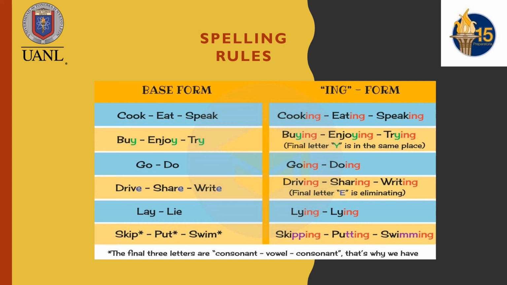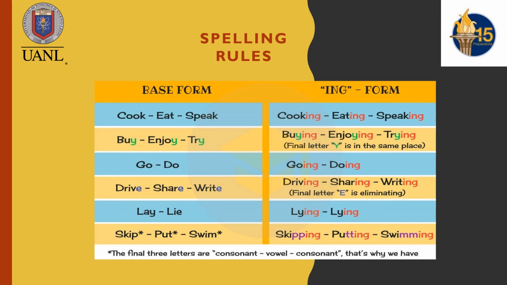When you have drive, share, and write, when you have verbs that end, right, with the letter E, you have to change that letter, and you have to change it for ing, driving, sharing, and writing. So you have to omit the letter E and add ing. So when you have, for example, lie, you're going to add ing, but you have to change, right? You have to eliminate the i and e, and you have to add y and ing form.